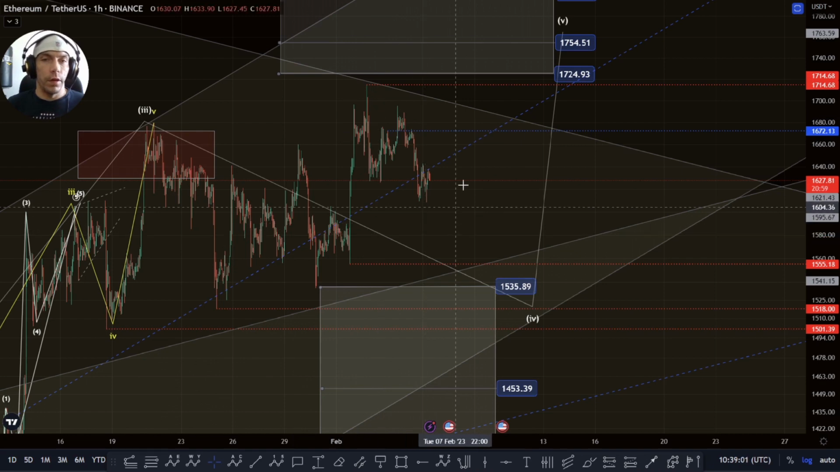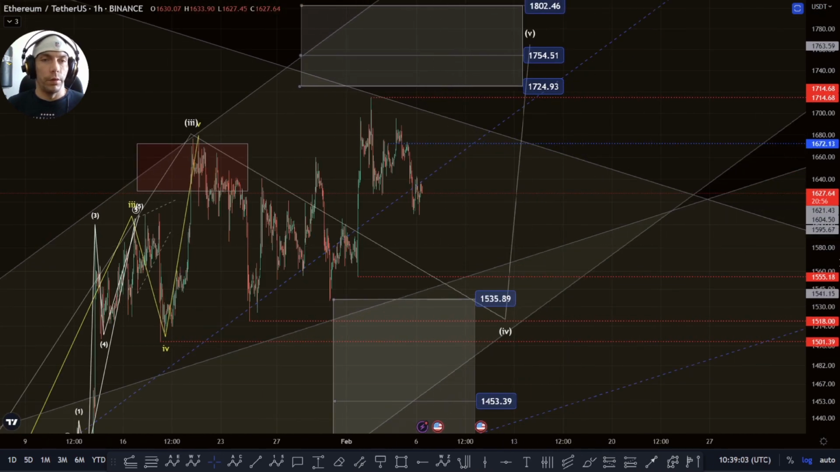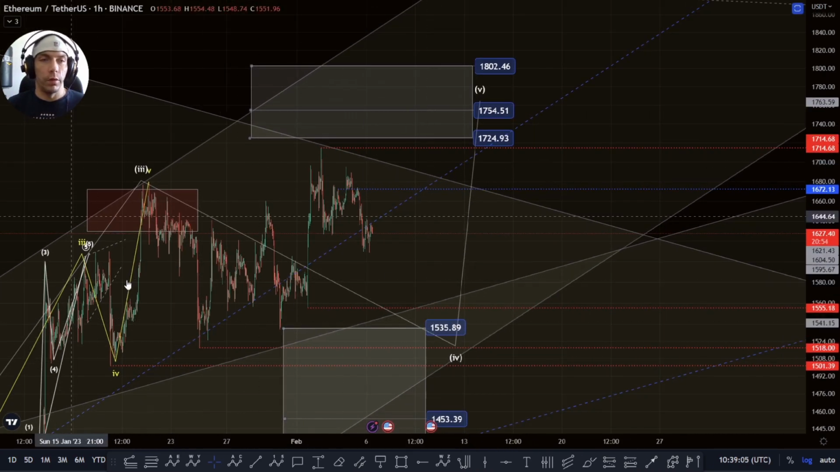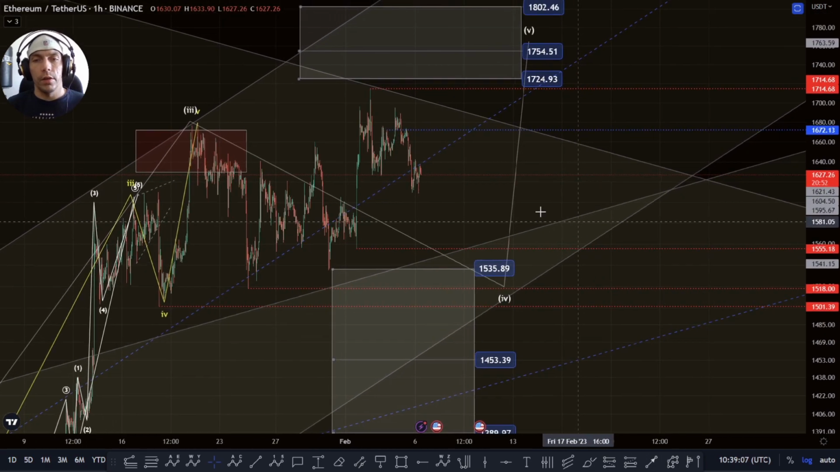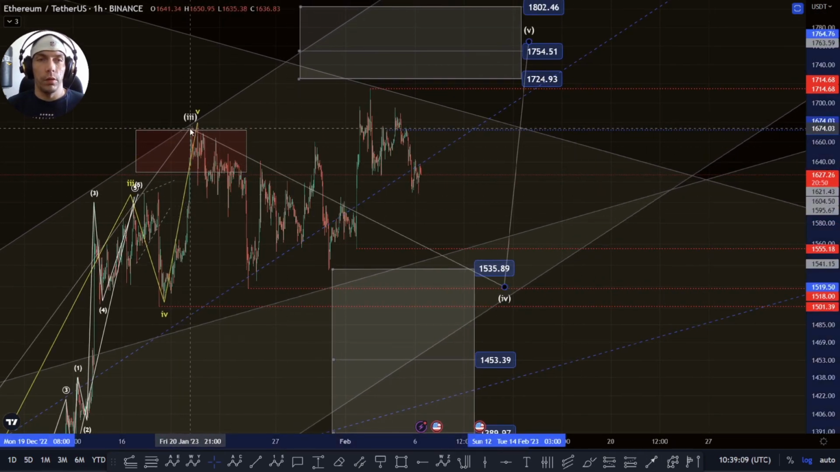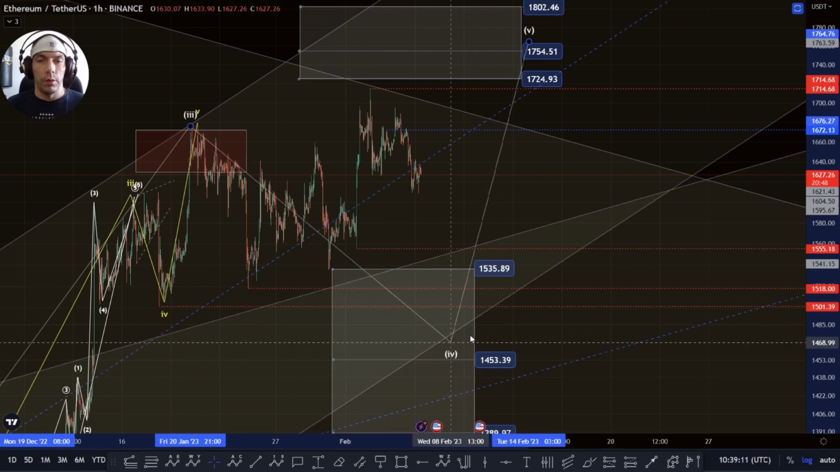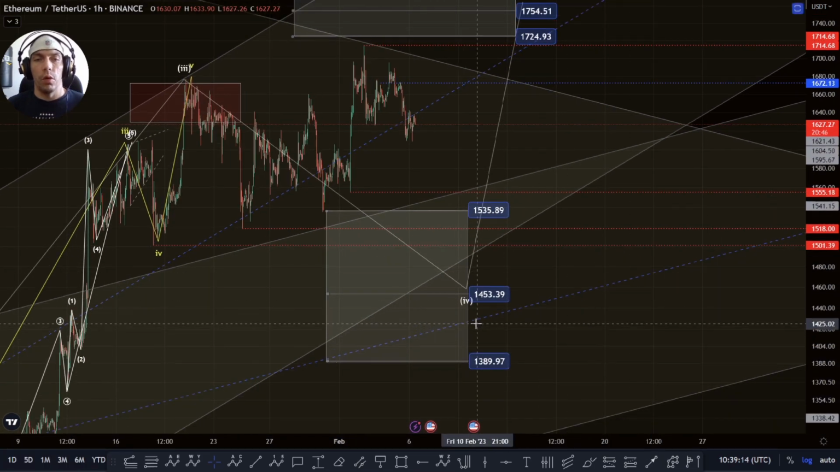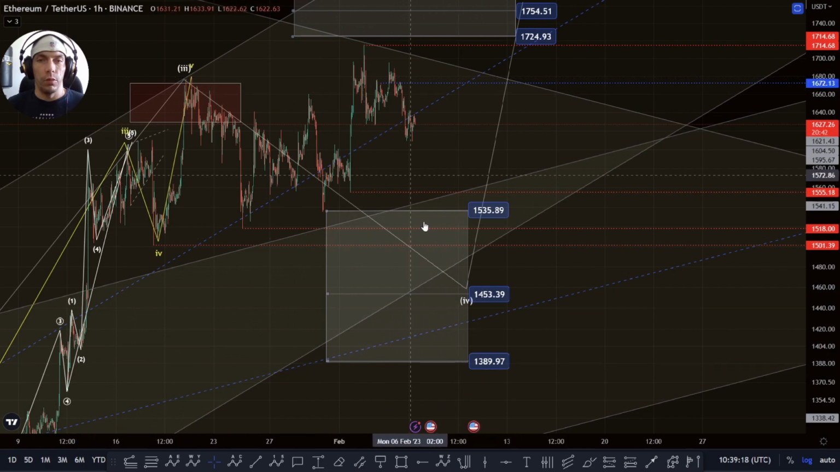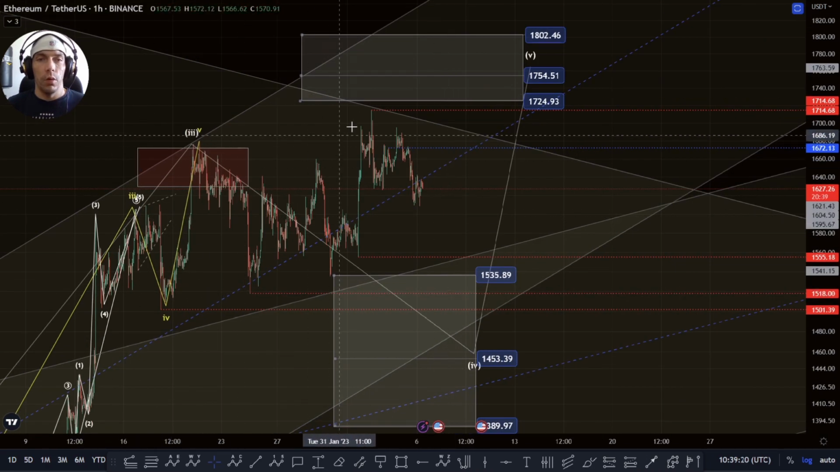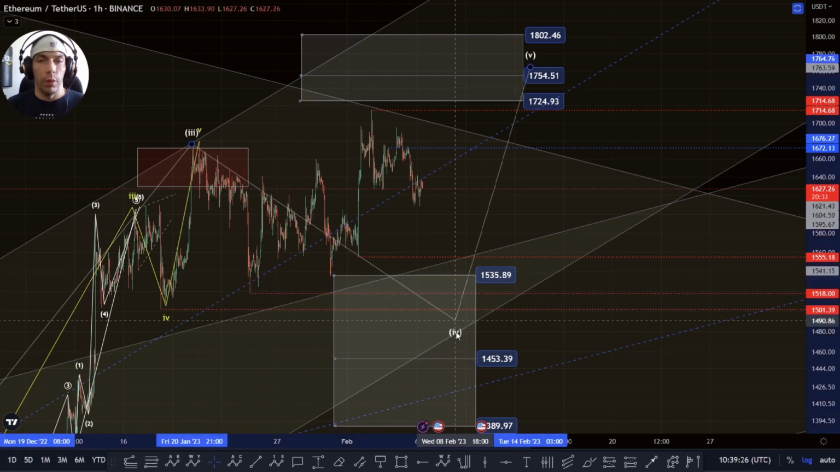Some of the stuff is invalidated, but most of it is still valid, unfortunately. So this still leaves us with a few options. The main idea here is either we have completed this third wave and we're looking for this fourth wave playing out as a more complex move. Effectively, what we'd be looking for potentially is a move down into this channel area, or at least a bigger corrective structure completing here for this wave four.